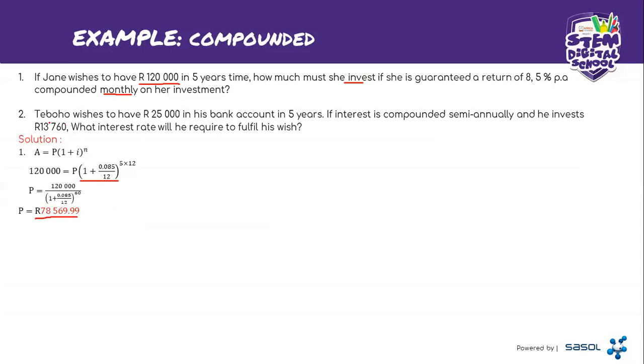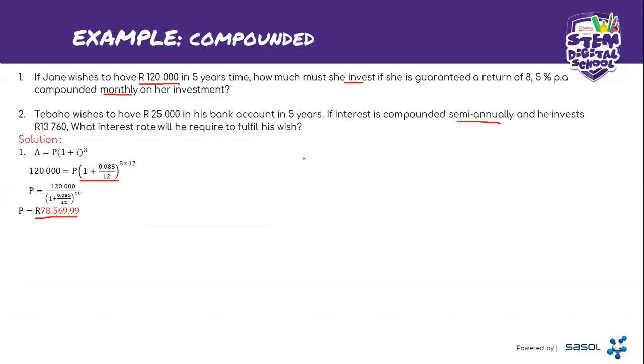And then let's go to this one. They said Tibo wishes to have 25,000 in his bank account in 5 years. The interest is compounded semi-annually. And he invests 13,760. What interest rate will he require to fulfill his wishes?